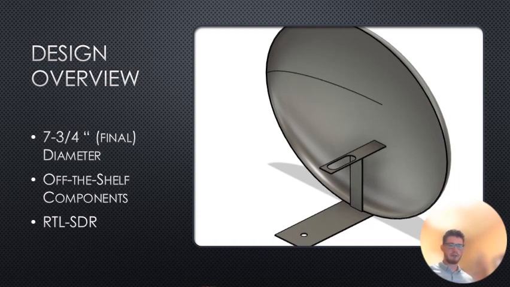In order to be able to actually convert the signal into something that I would be able to view using my computer, I would also be purchasing a universal RTL-SDR, and basically what that does is it converts the signal that you get from your LNB to something that the computer is able to use via coaxial cable, and it just plugs into your computer or whatever you're using to process the signal.